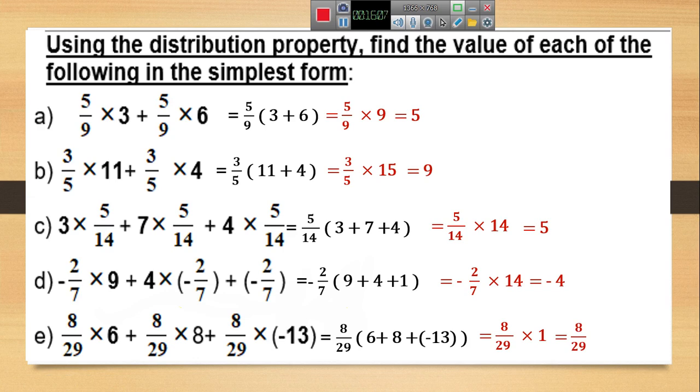This was the distributive property, and this was our lesson.